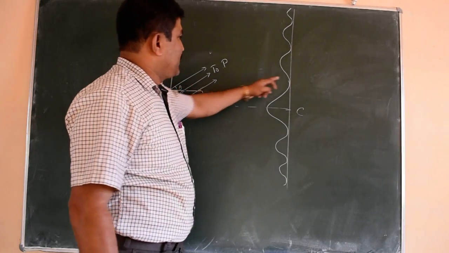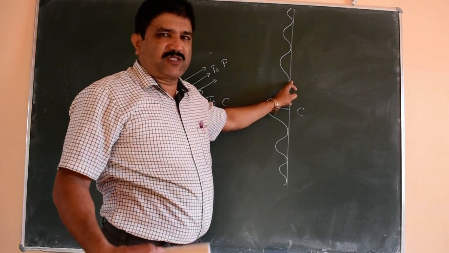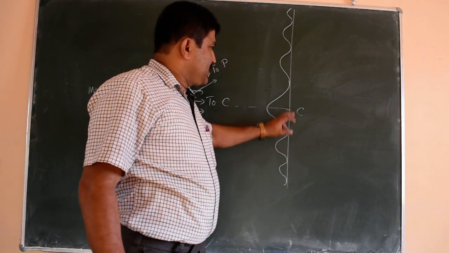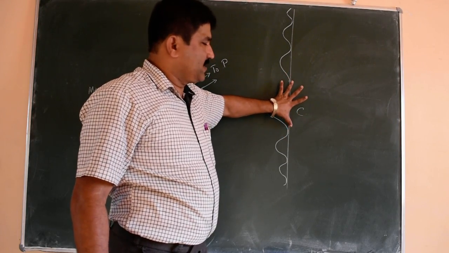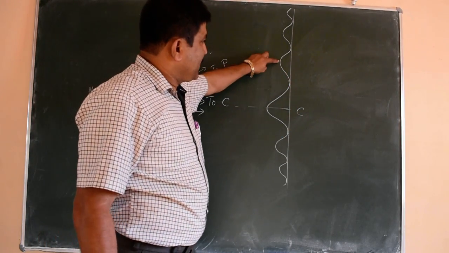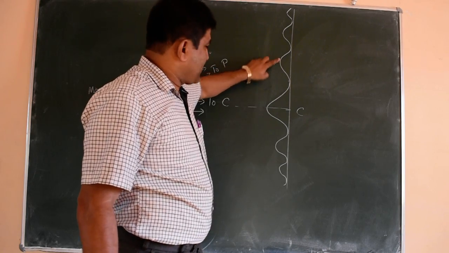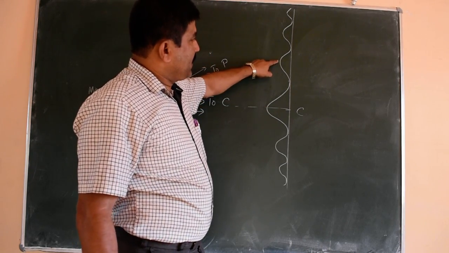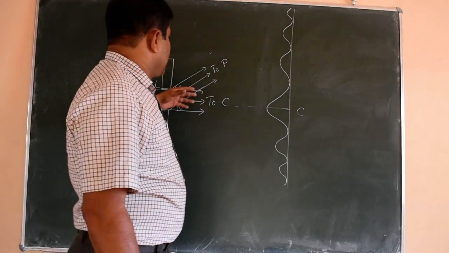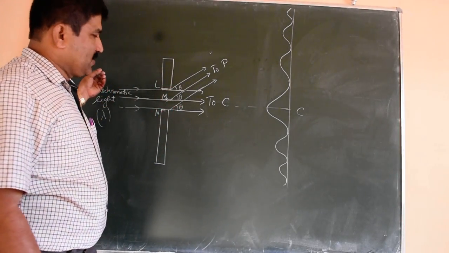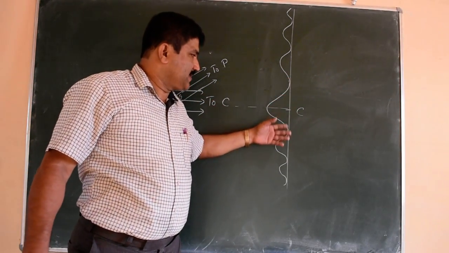So here, somewhere at this point on the screen, the intensity is almost 0, not exactly 0. So intensity is very low here. That is called the minimum. Then again there is a secondary maximum. This is the first secondary maxima, here and here. So intensity increases.